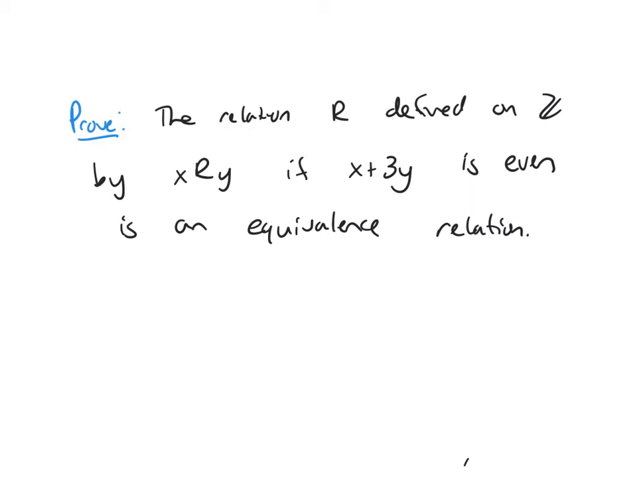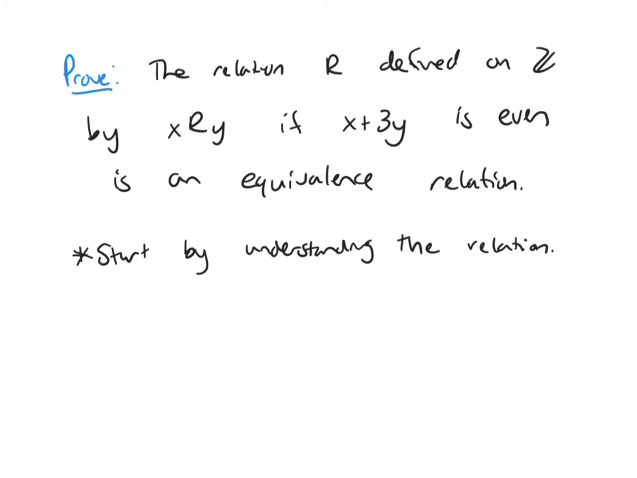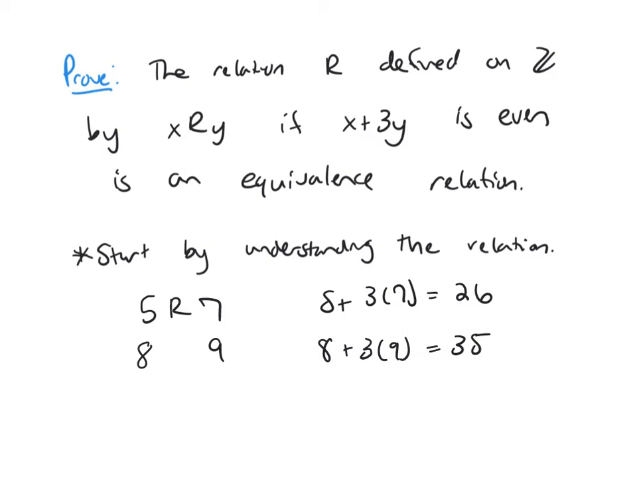Now the first thing you want to do is start by understanding the relation. You need to make sure you know how the relation works. So maybe start by writing down some of the elements that are related to each other. So for example, 5 is related to 7 because if I take 5 plus 3 times 7, that's 26, and 26 is even. But if I look at 8 and 9, this is 8 plus 3 times 9, that's 35, and that's not even. So 8 is not related to 9.